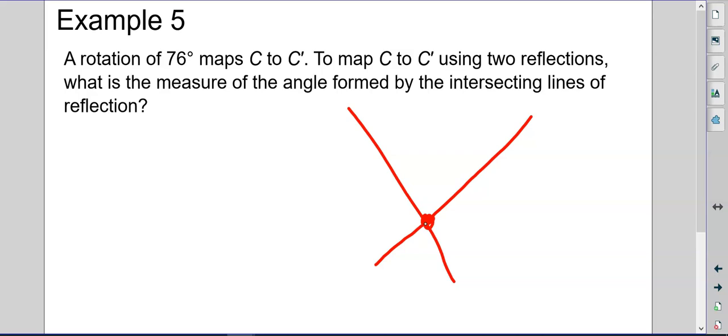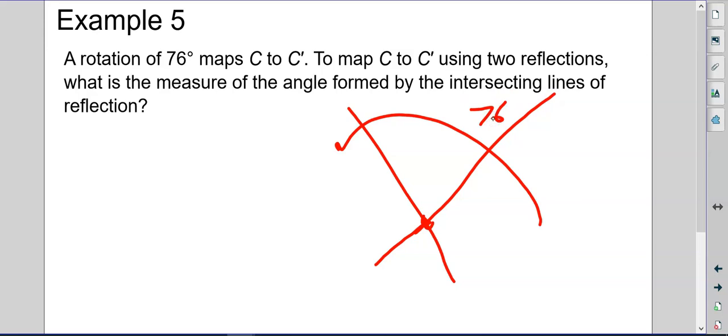Now what it's saying is, pretend this line wasn't here. Don't erase it, just pretend it wasn't here. And I was reflecting from over here to over here, and that was 76 degrees. But I wanted to do two reflections, which means if this was 76 degrees, then this angle here, formed by the two lines, would be half of that, 38 degrees. So it's just moving backwards from what we just did. Hope that makes sense.